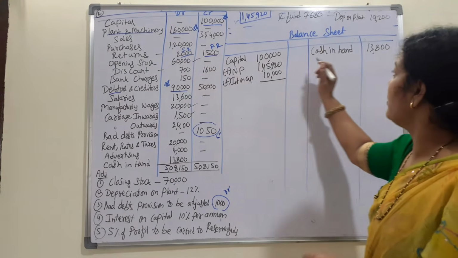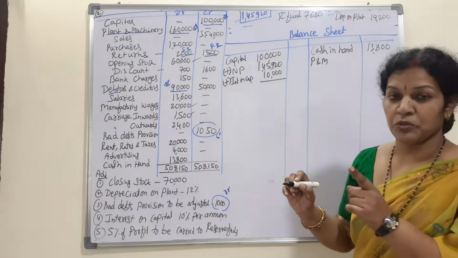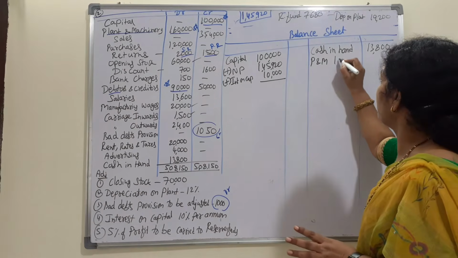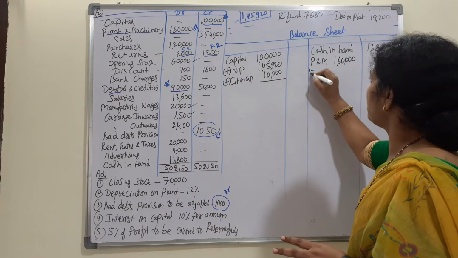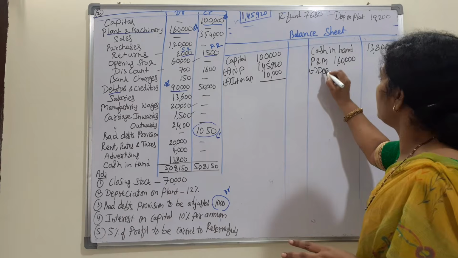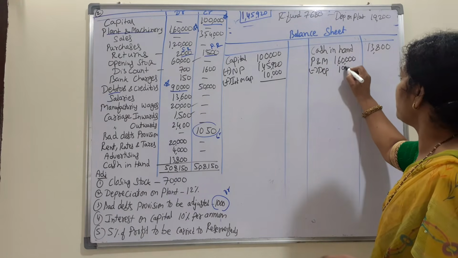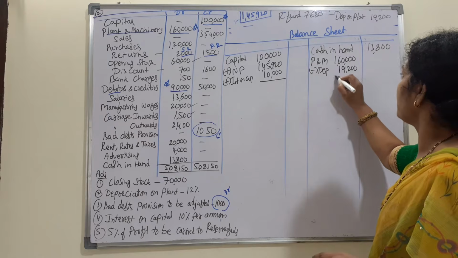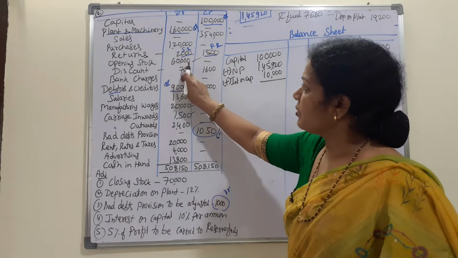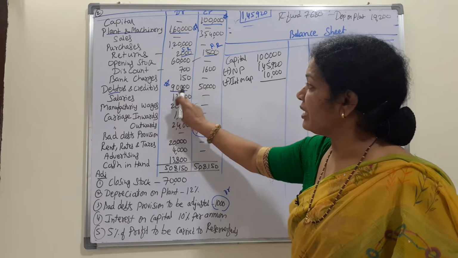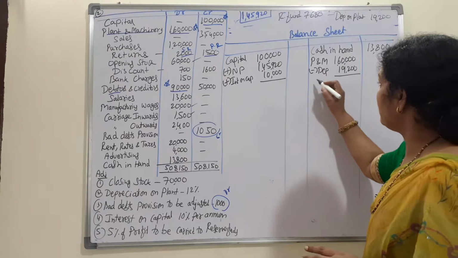Plant and machinery. Plant and machinery, there is a depreciation, so I'll write the amount in the inner column, 1,60,000 minus depreciation, and depreciation for plant and machinery is 19,200. So we'll see later calculation. Sales, purchases, returns, opening stock, discount, bank charges. Now debtors, creditors. Debtors, there is an adjustment, so I'll write the amount in the inner column.